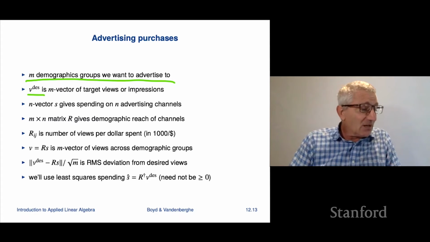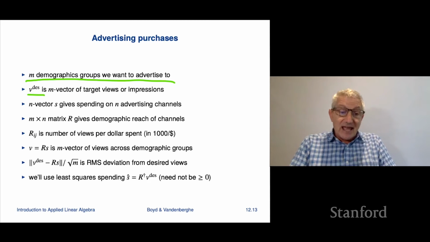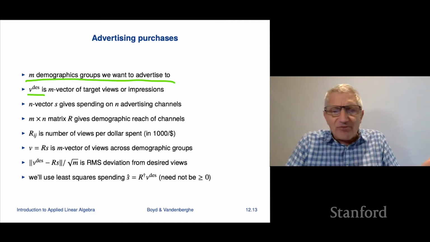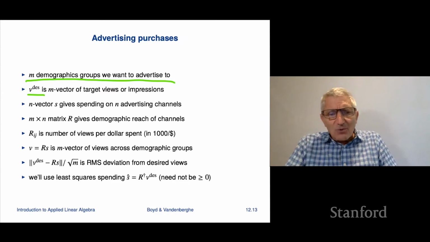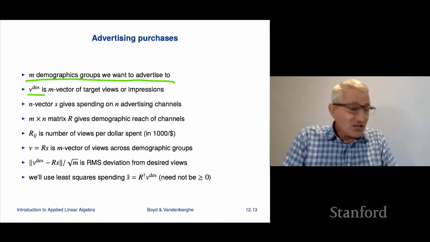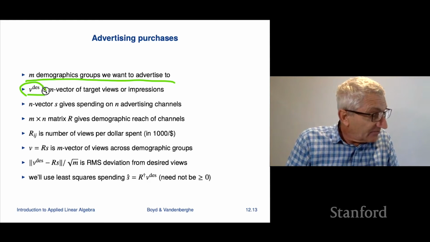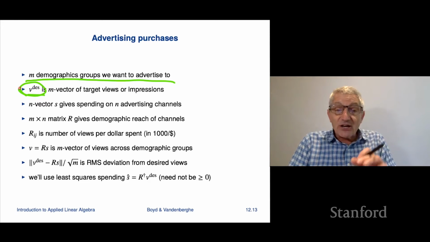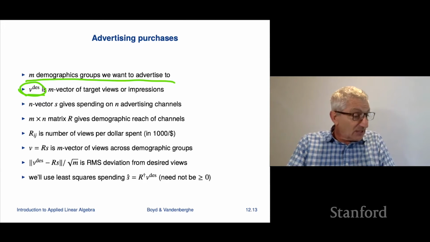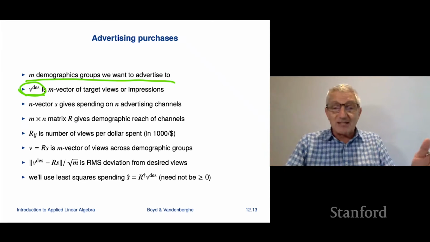A view or impression is defined as a moment when a person in the target group sees an ad or receives an offer or anything like that. It could be on a website. It could be anything. It covers a lot of things. So that's called a view or impression. So you've got a vector here of the target views or impressions. In other words, you'd say, I want 18 to 20-year-old college students, and I would like to deliver 50,000 impressions to them in my advertising campaign.